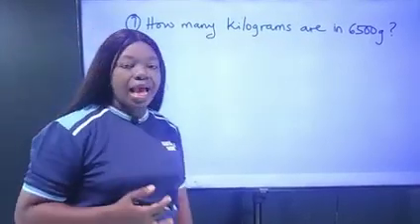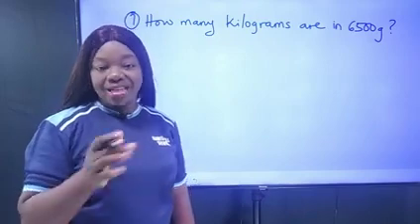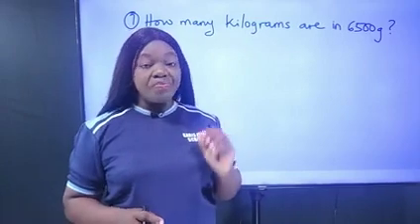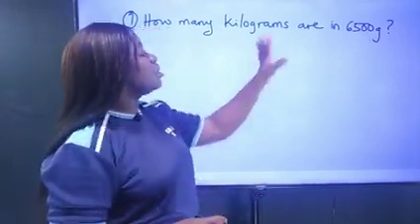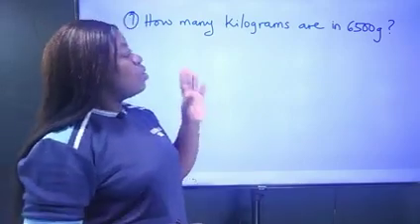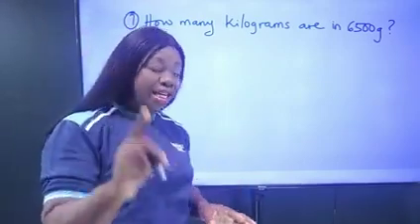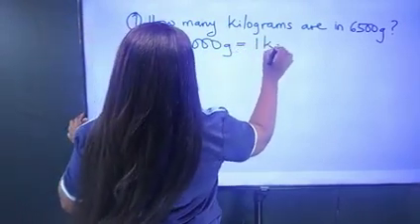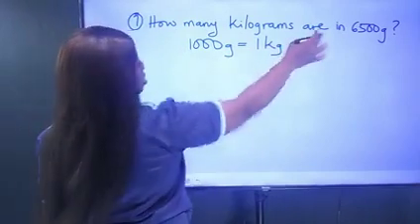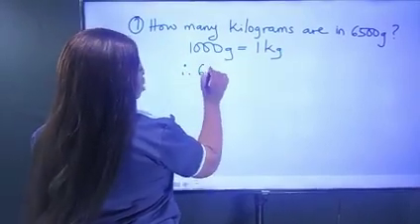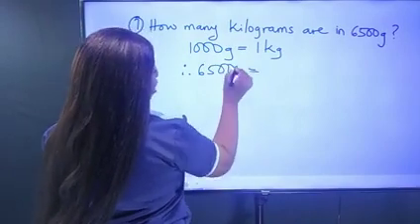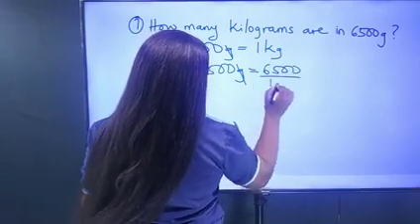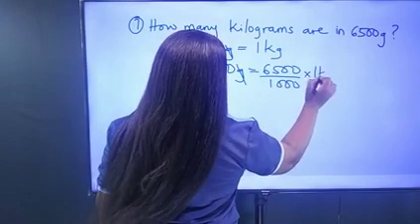How many kilograms are in 6,500 grams? Now if you know your metric table, or you attended our 30 days math challenge, you would have learnt this. Now 1,000 grams make 1 kilogram. So if 1,000 grams is equal to 1 kilogram, that's the relationship between grams and kilograms. So therefore 6,500 grams. So now grams will definitely cancel grams. So you have 6,500 divided by 1,000 times 1 kilogram.